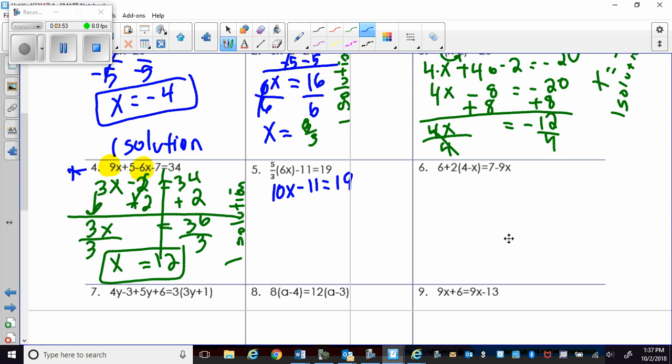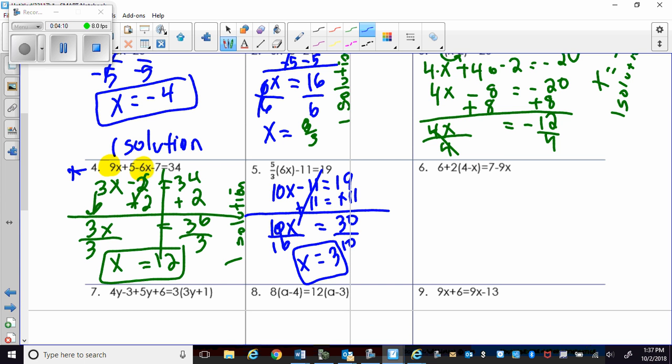You want to solve for the x term, you add 11 on both sides. This goes away. 10x's comes down, equals 30. Divide both sides by 10. X equals 3. You have one solution.